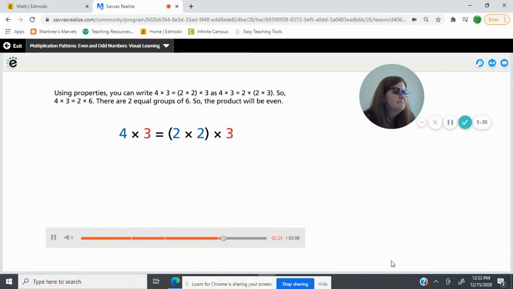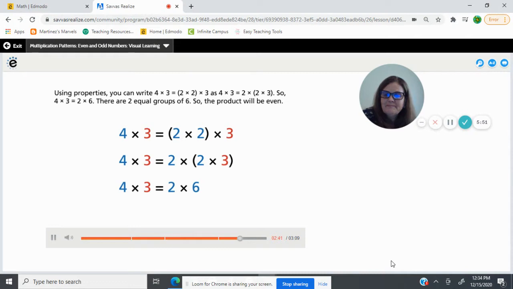Using properties, you can write 4 times 3 equals 2 times 2 times 3, as 4 times 3 equals 2 times 2 times 3. That's a lot of math. 4 times 3 equals 2 times 6. There are 2 equal groups of 6. So the product will be even.